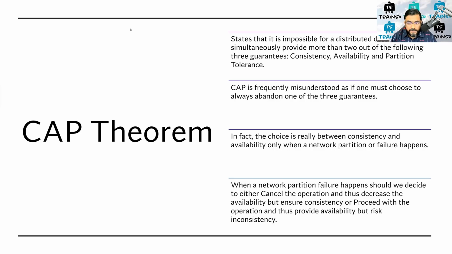CAP is frequently understood as if one must choose to always abandon one of these three. In fact, the choice is really between consistency and availability, and that too only when a network partition or failure happens. When a network partition or failure happens, should we cancel the operation and thus decrease the availability but ensure consistency, or proceed with the operation and thus provide availability but risk inconsistency? And this is important whenever you are working with distributed systems.